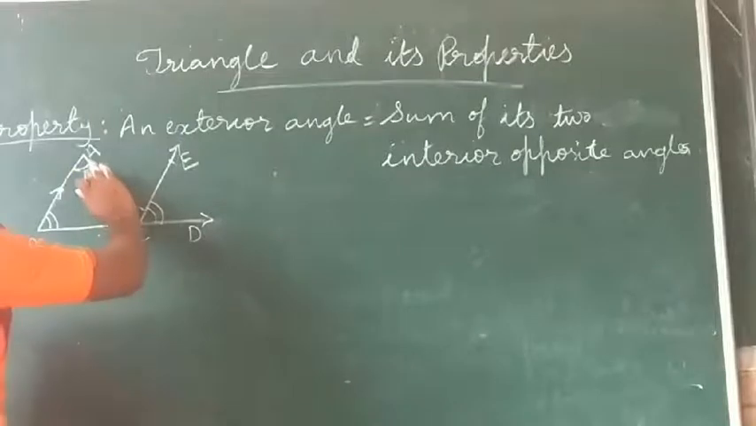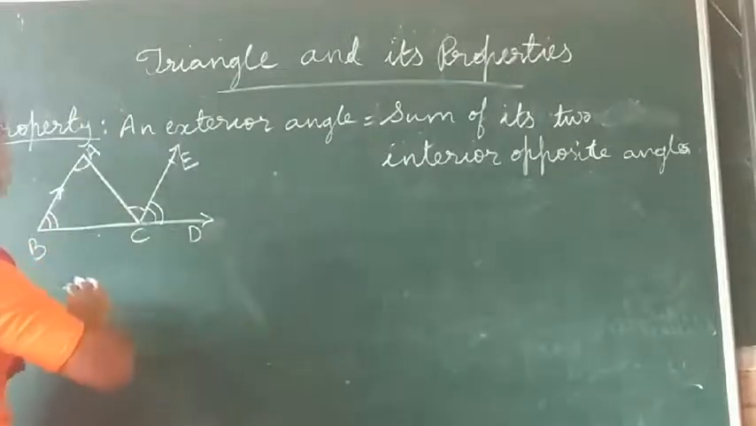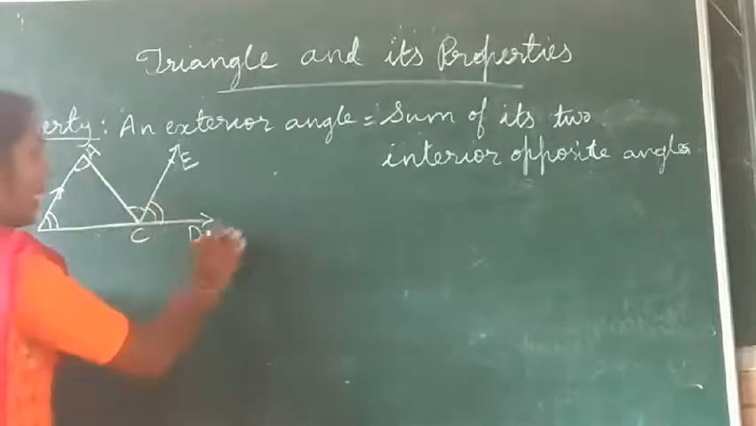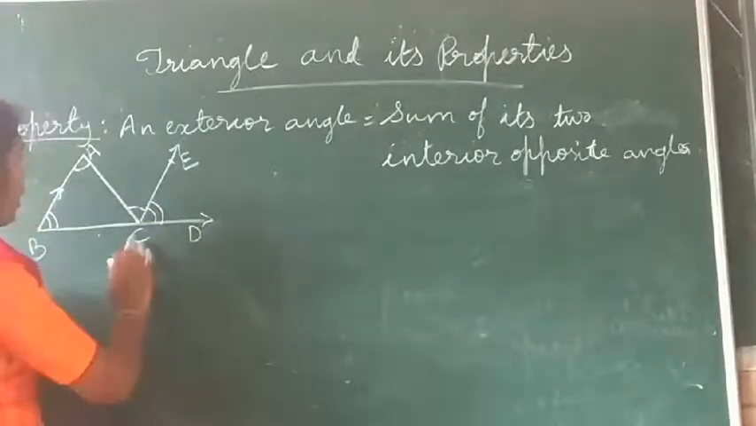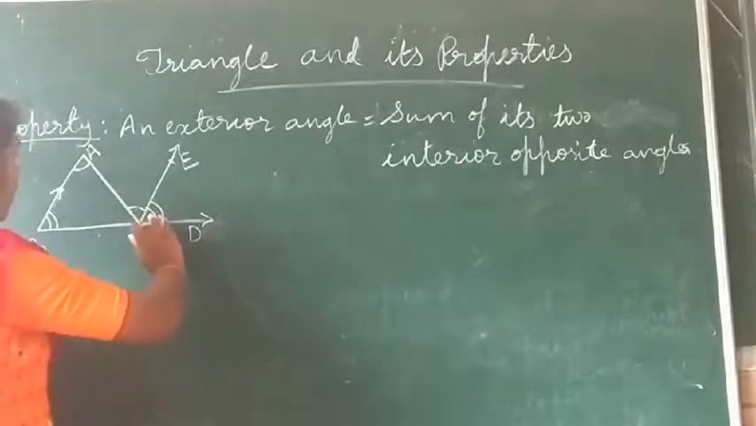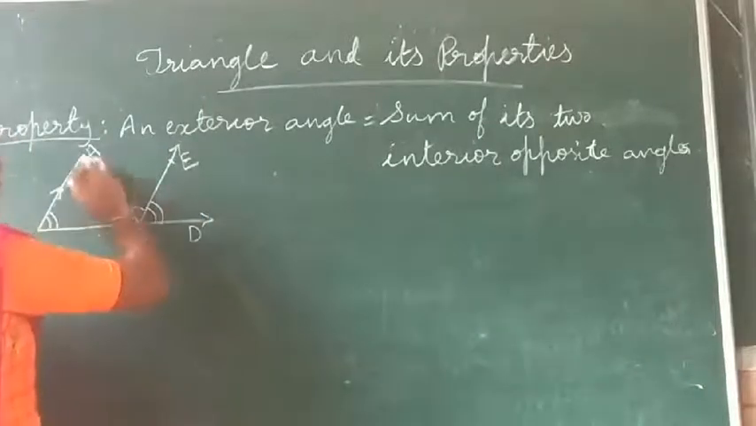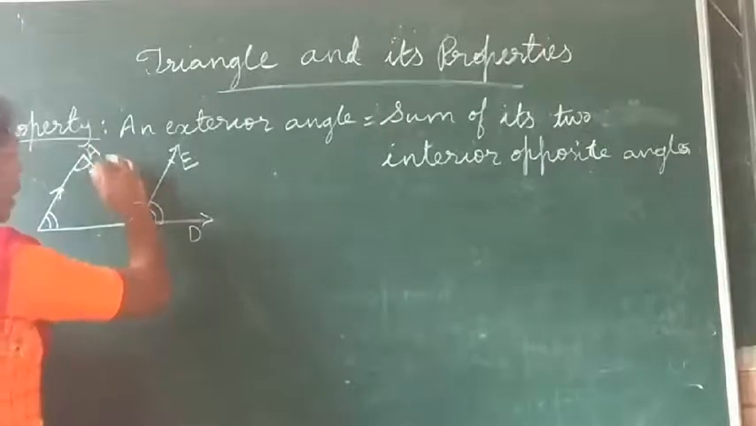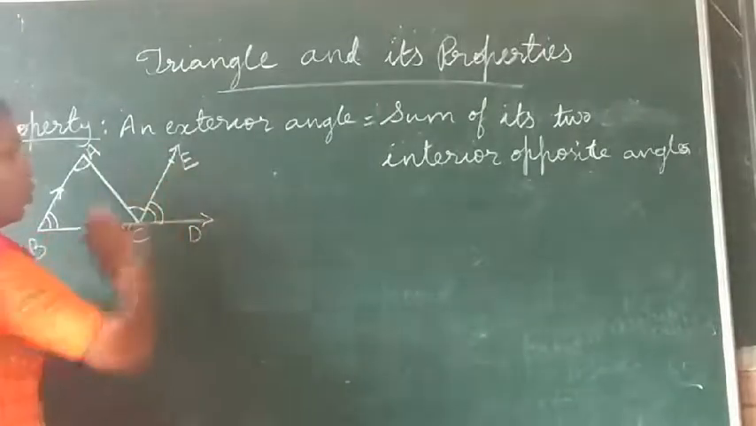We have considered two interior angles A and B. Now we have to prove that angle A plus angle B is equal to angle ACD. This is the property. So for that we have drawn a line CE parallel to BA, and here we have divided angle ACD into two angles.